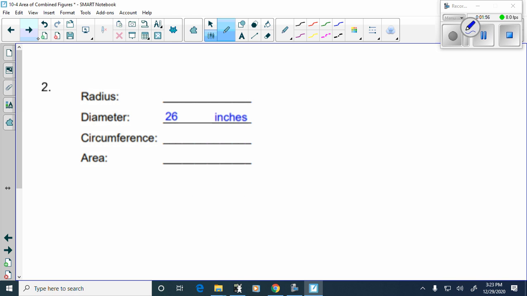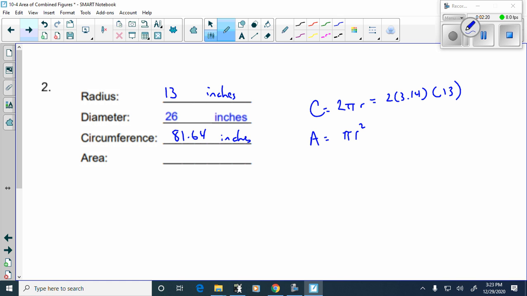Looking at this one, they didn't draw the figure for you, but you get the same idea. If the diameter is 26, the radius is 13. The circumference is 2 pi r, 2 times 3.14 times 13. That works out to be 81.64 inches. And the area is pi r squared, or 3.14 times 13 squared, which is 530.66 square inches.